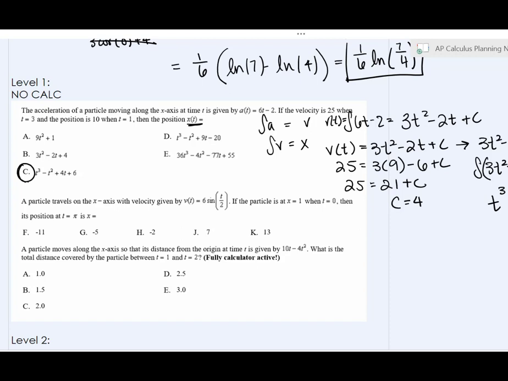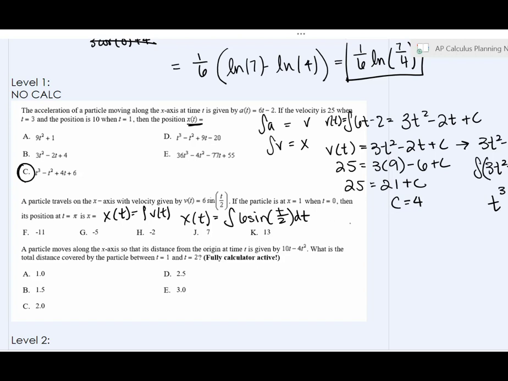Next one. A particle travels along the x-axis with the velocity given by v sub t equals 6 sine of t over 2. If the particle is at x equals 1 when t equals 0, then the position at t equals pi is what? All right, so again, we're going from velocity to position. So I'm going to say x of t is the integral of 6 sine t over 2 dt. If this were an FRQ, you would need to note that x of t is the integral of v sub t. So they're not just like, where did you pull that x of t from? Making that connection. So let's integrate this right here.